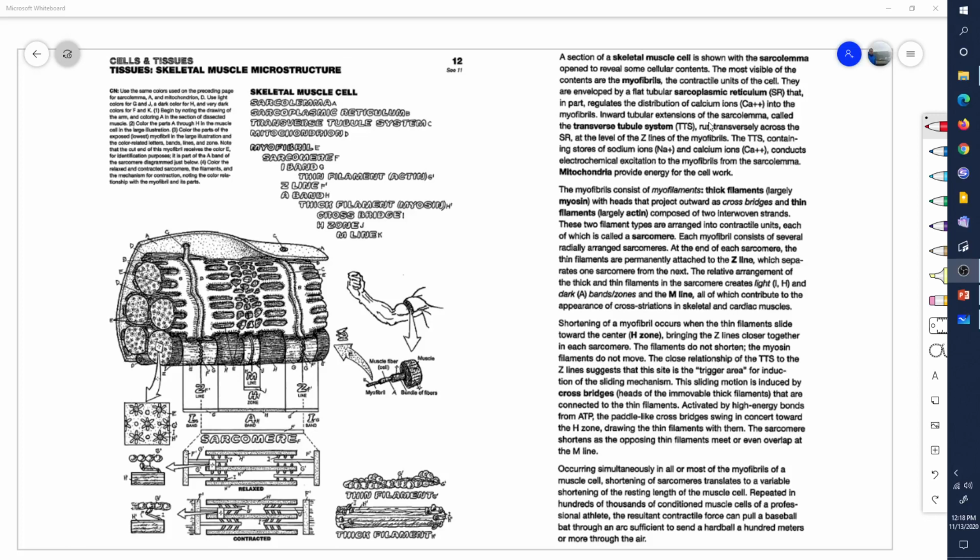Let's venture deeper into muscle tissue, specifically skeletal muscles. Let's learn more details about their anatomy and how a muscle contracts.